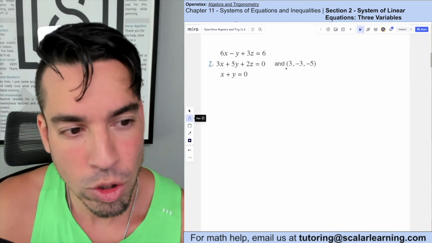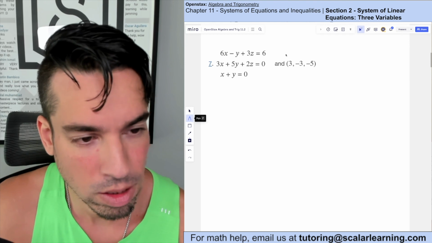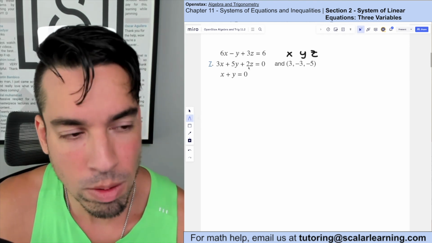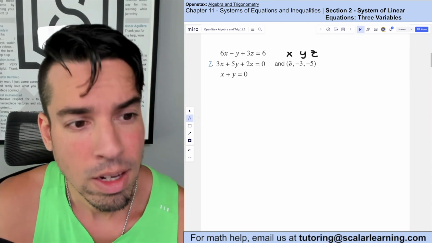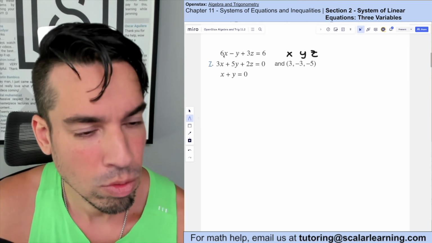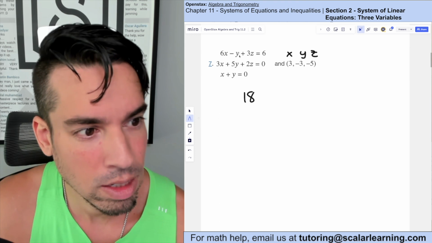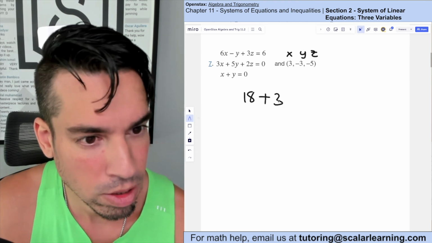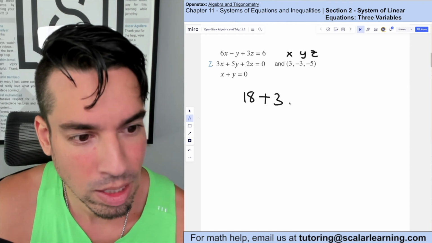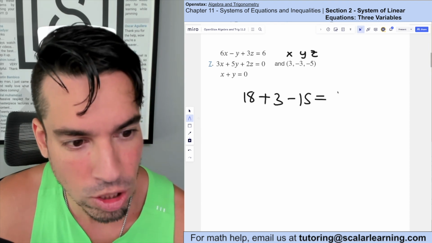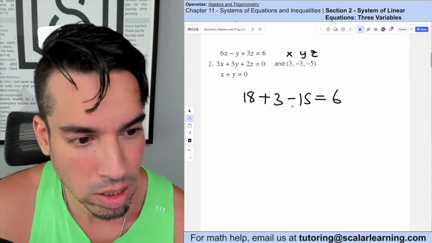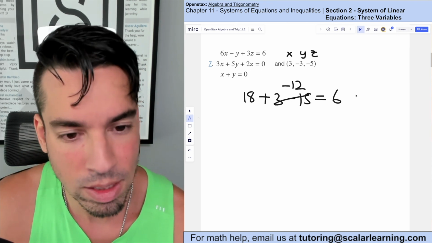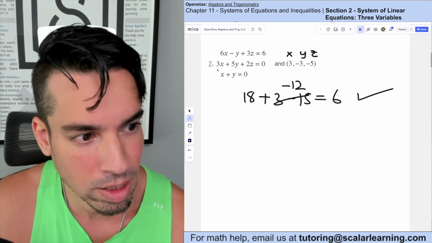So for this question, all we're doing is seeing if this triplet is a solution to this triple system where that's x, that's y, and that's z. So we're going to plug and chug into all 3 equations and see if it works. So 3 times 6 is 18 minus -3. You see I'm just plugging it in. Minus -3 is the same as plus 3. And then plus 3 times -5, which is -15. So the question is, first off, does this equal 6? 3 minus -5 is -12. 18 minus 12 is indeed 6. First one works.